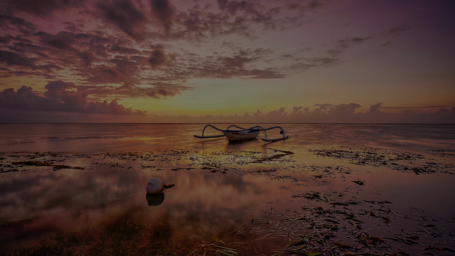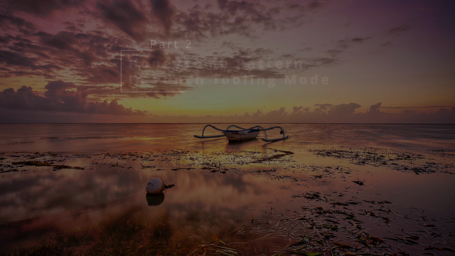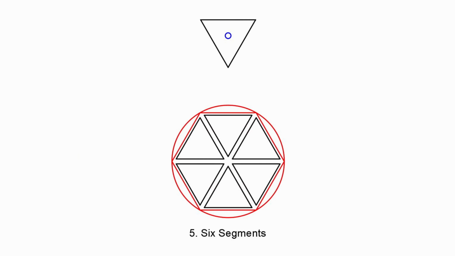To generate the honeycomb pattern, we can use either punch mode tooling or laser mode tooling, like other pattern types in Image2Punch. In this second section of the honeycomb tutorial, we will create the honeycomb pattern in punch mode. First of all, the very first step in generating a honeycomb perforated pattern is to decide what kind of pattern subtype we are going to use. There are 5 pattern subtypes in the honeycomb pattern. For this tutorial, we are going to use the 6-segment pattern subtype.